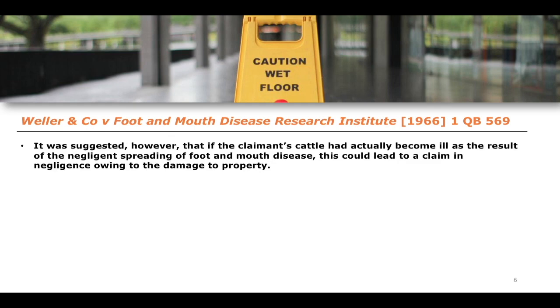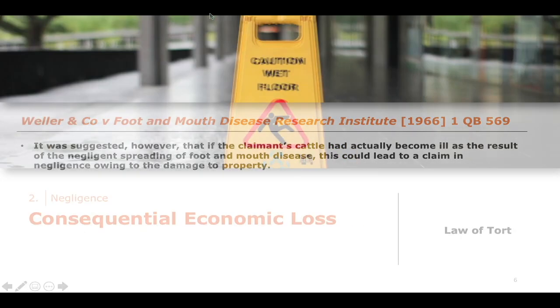So, as I've mentioned here, if the claimant's cattle had actually become ill as the result of the negligent spreading of the disease, then this could have led to a successful claim in negligence, because there would have been physical damage there, because the cattle had actually become ill. The fact that they hadn't become ill meant that it was only ever pure economic loss.